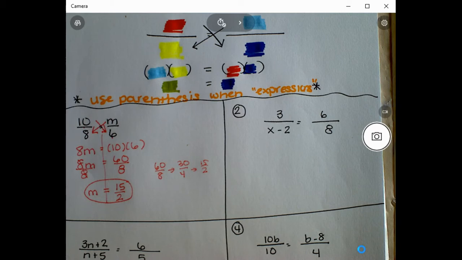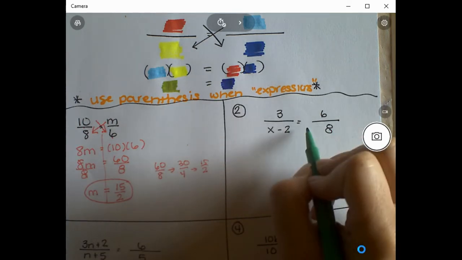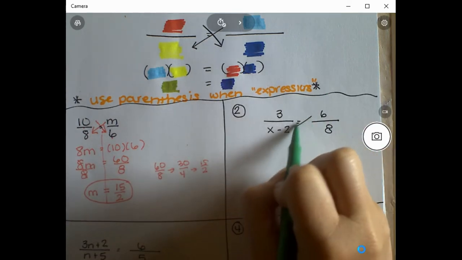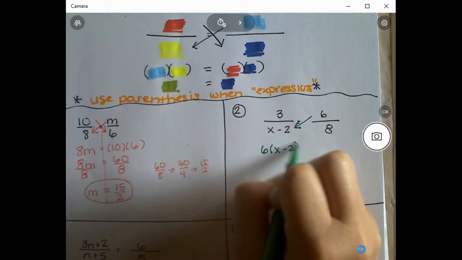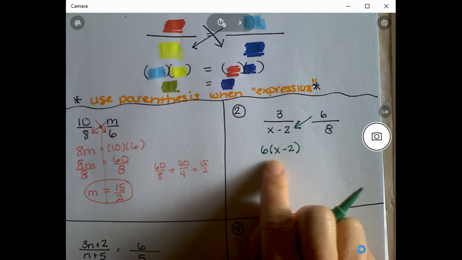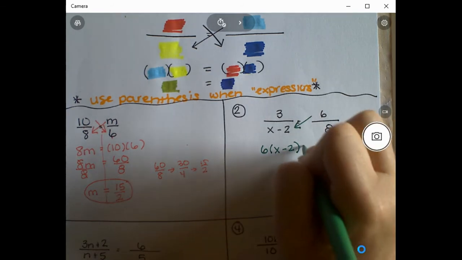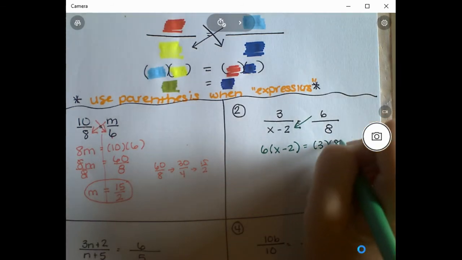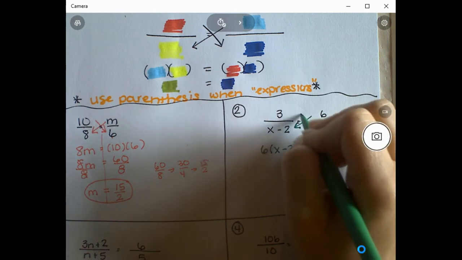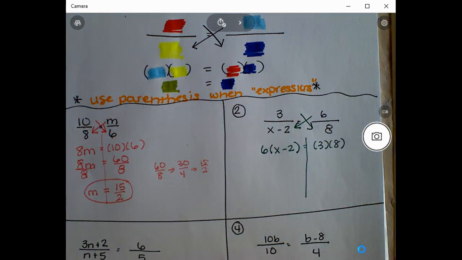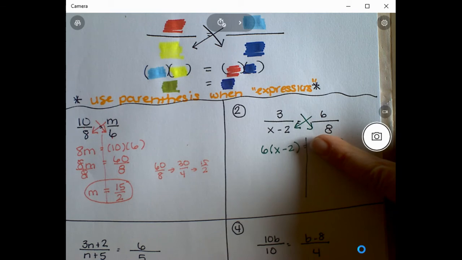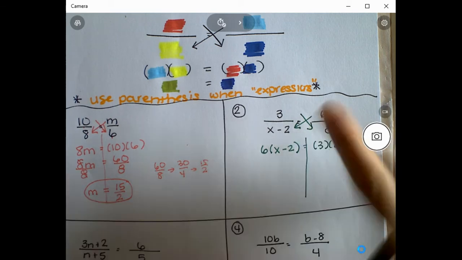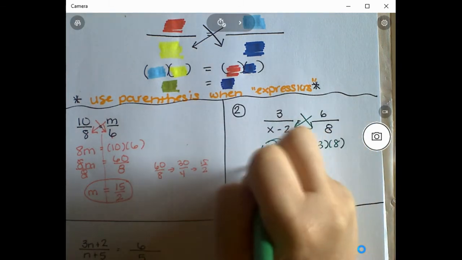When you have two ratios equal to each other, that's called a proportion, so we will cross multiply. 6 times x minus 2. This one is where it really matters that you put that in parentheses. 3 times 8. Now, here's why it matters: when we're following the order of operations or solving equations, you're going to ask yourself, can I distribute? Well, yeah, you can distribute, so you need to do that.